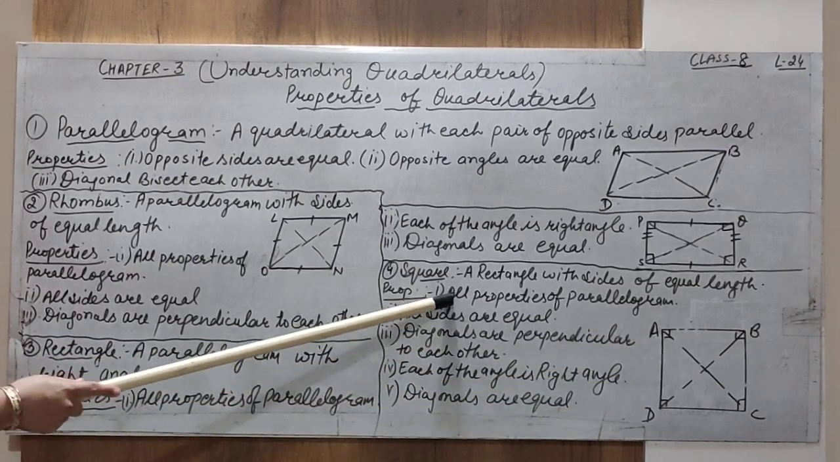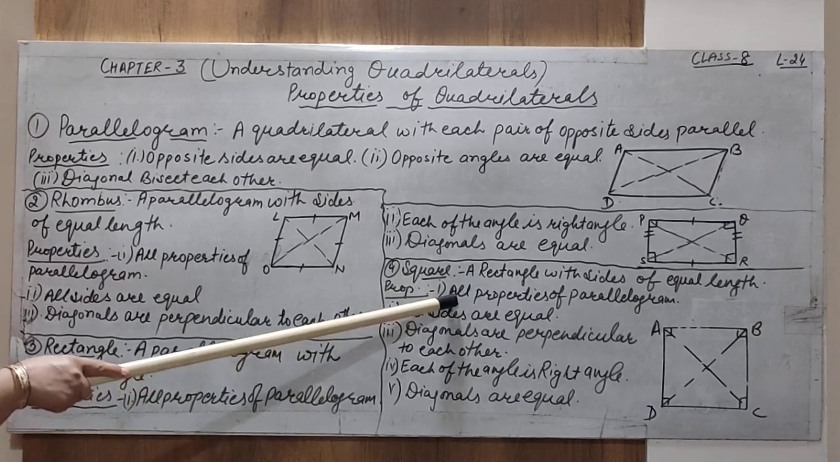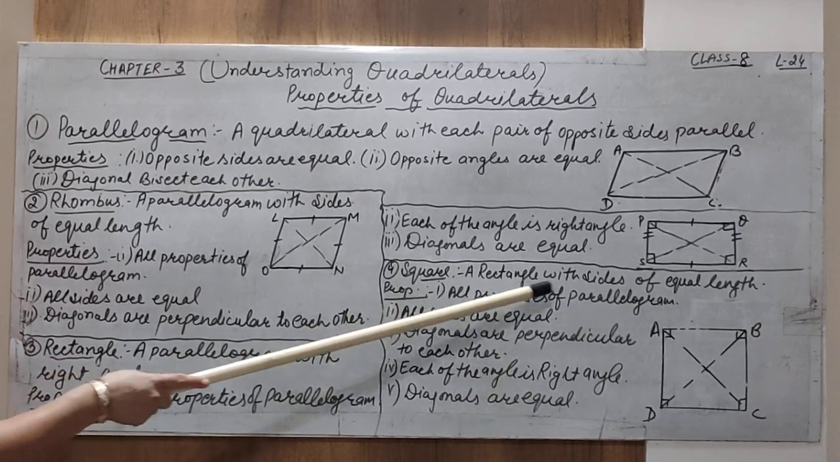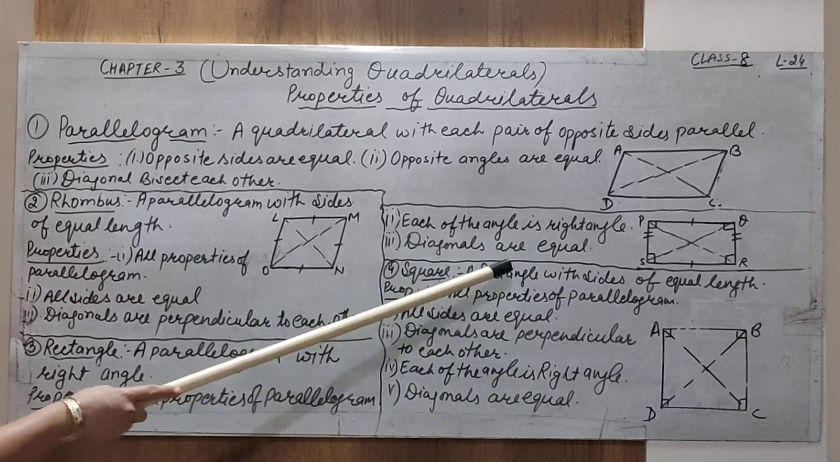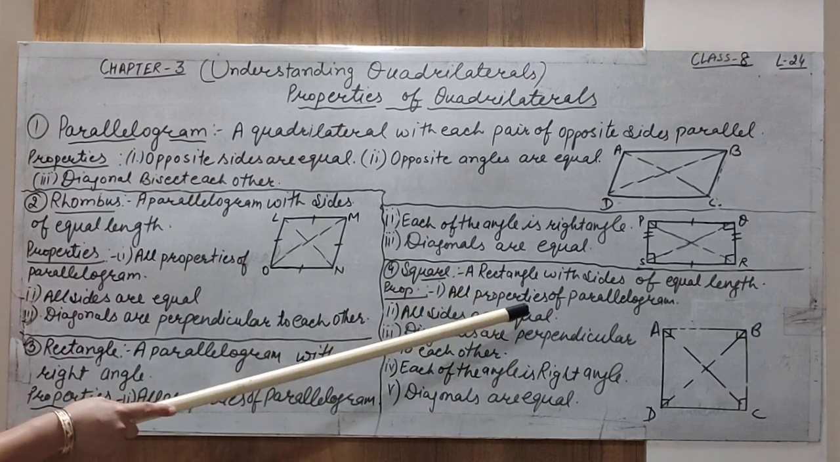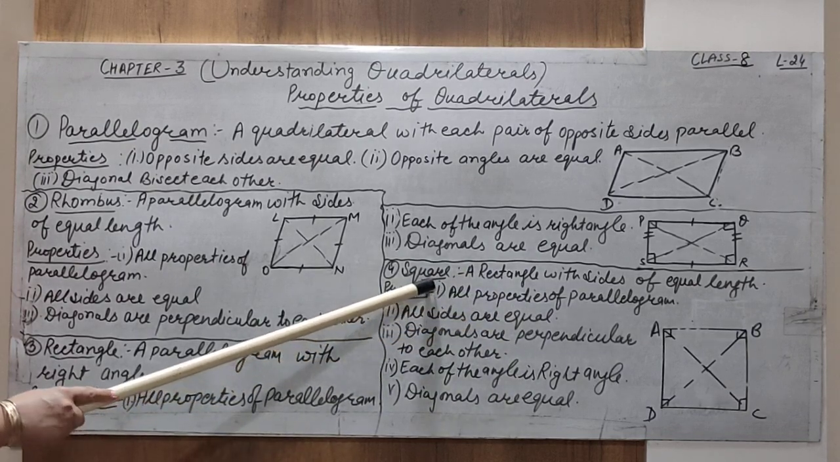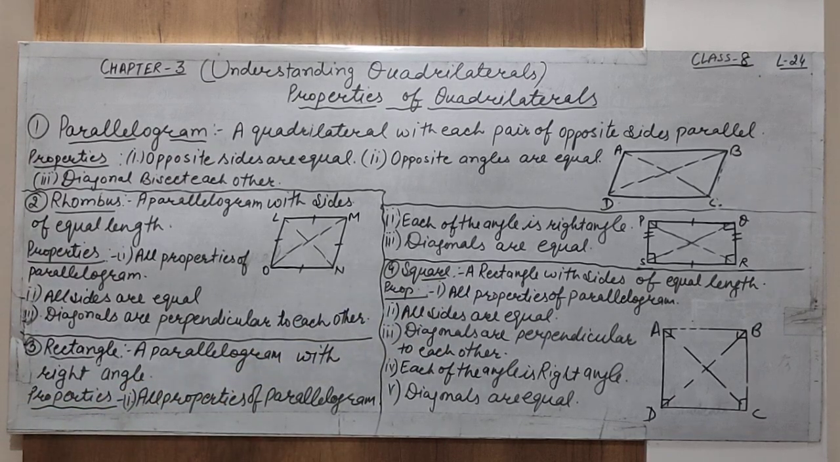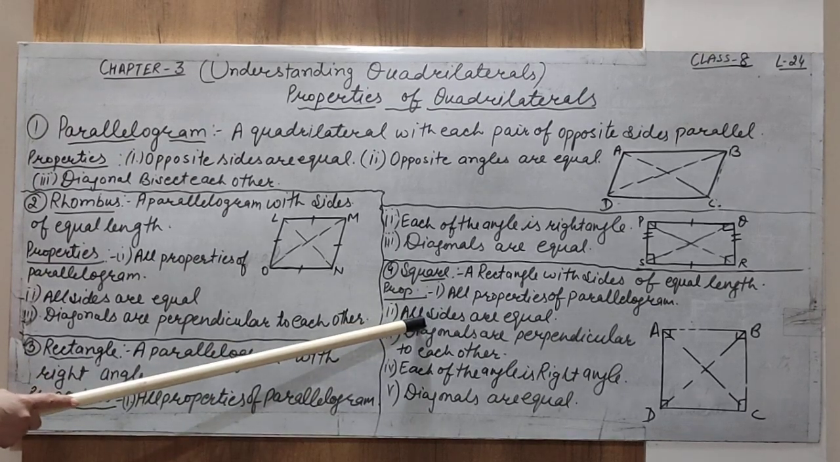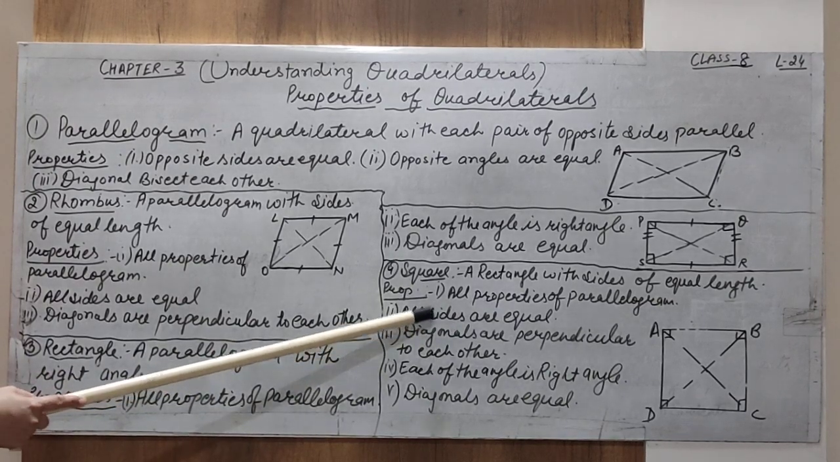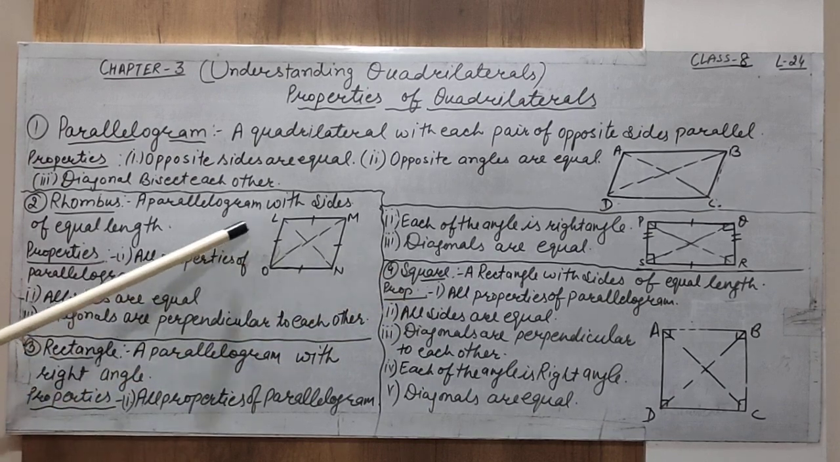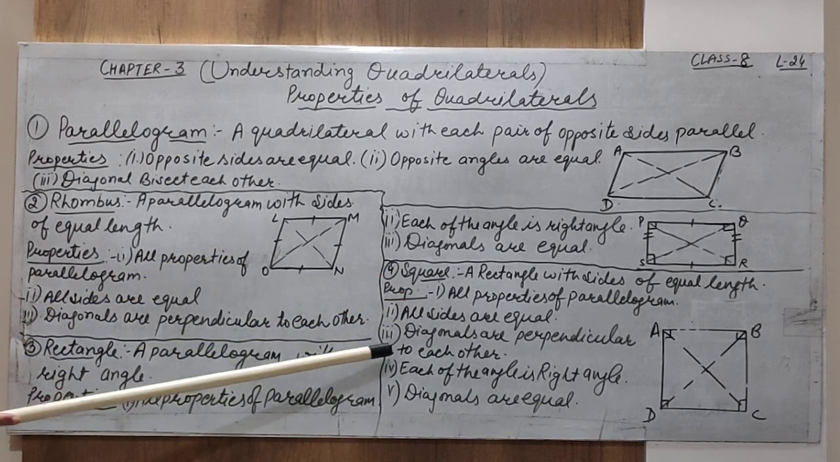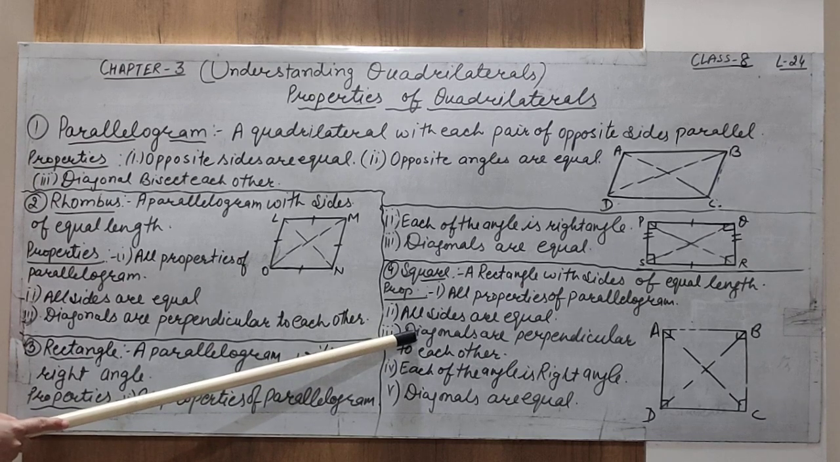The first property: all the properties of the parallelogram are included in the square, because a rectangle is a parallelogram and a square is a rectangle. So a square can be called a parallelogram. Next, all sides are equal. This is one of the properties of the square as well as of the rhombus. Next, the diagonals are perpendicular to each other.